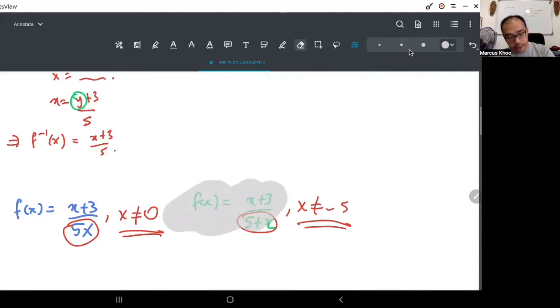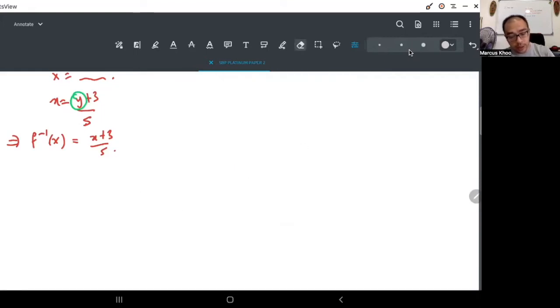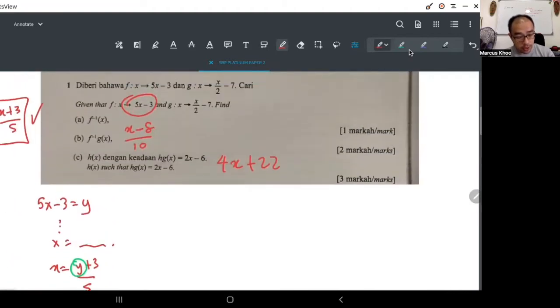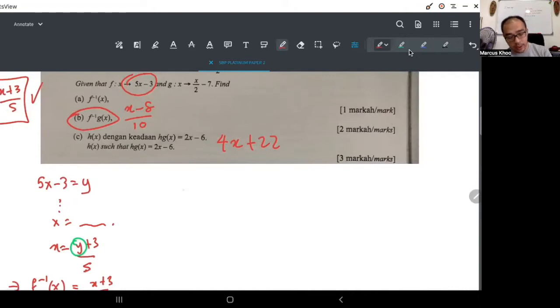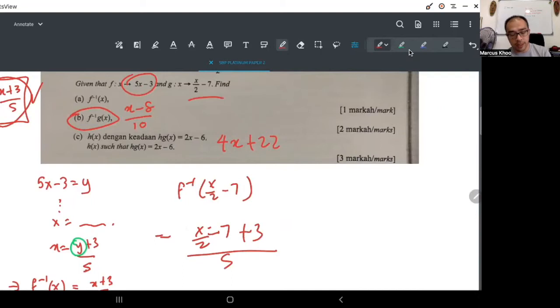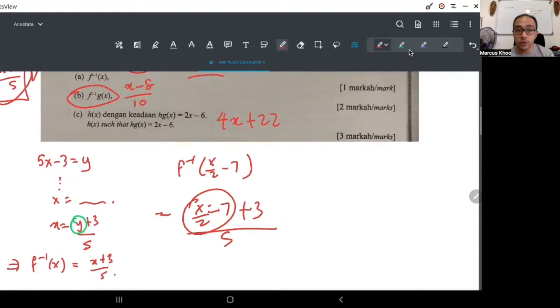All right, next they ask you to combine the two. So f inverse of g(x): I'm going to substitute g(x), which is x over 2 minus 7, into the inverse function. So you get x over 2 minus 7 plus 3, the whole thing over 5. Just be careful with this a little bit, because it has fractions again. But when you simplify, you get x minus 8 over 10. This is not too difficult.